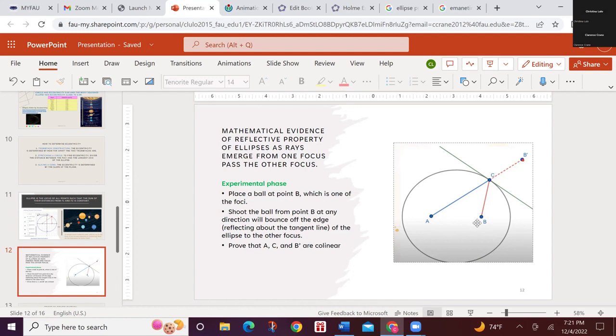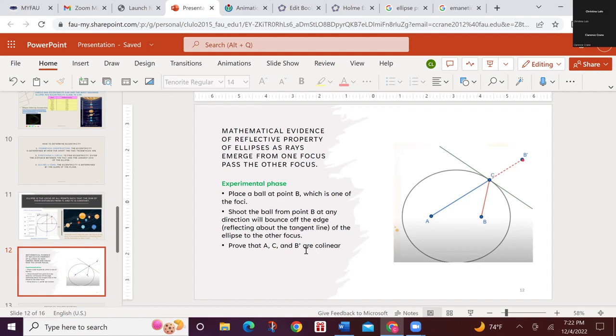If you shoot the ball from point B in any direction, it doesn't really matter where on the ellipse, it will bounce off the edge. It's because of the tangent line, the green line of the ellipse. It's going to bounce off the edge of the ellipse to the other focus. And you can try that several times. You are going to get the same result.